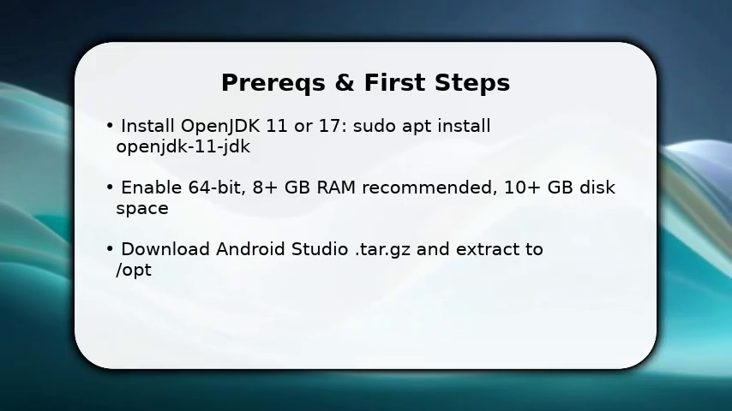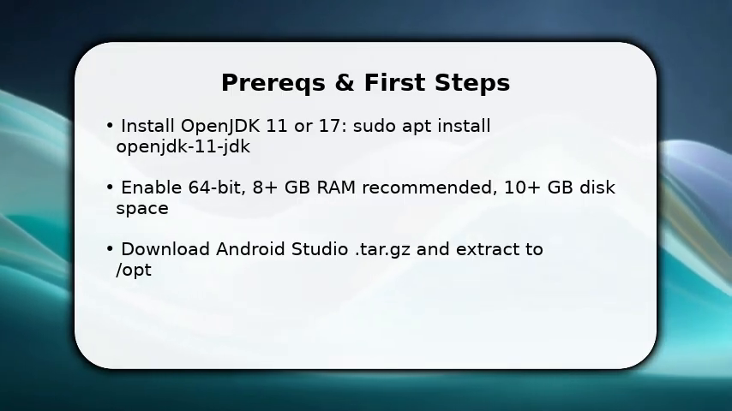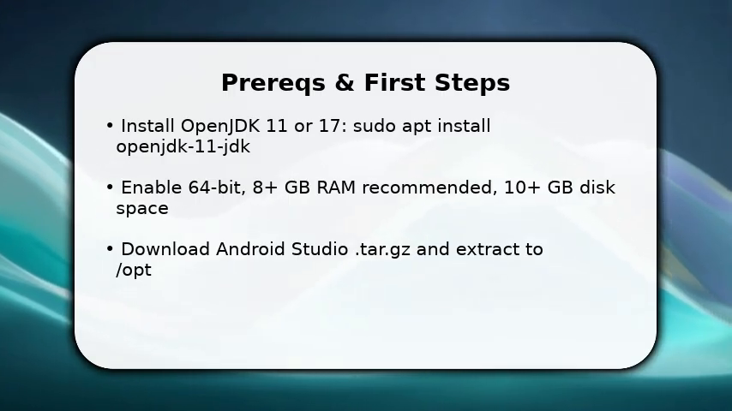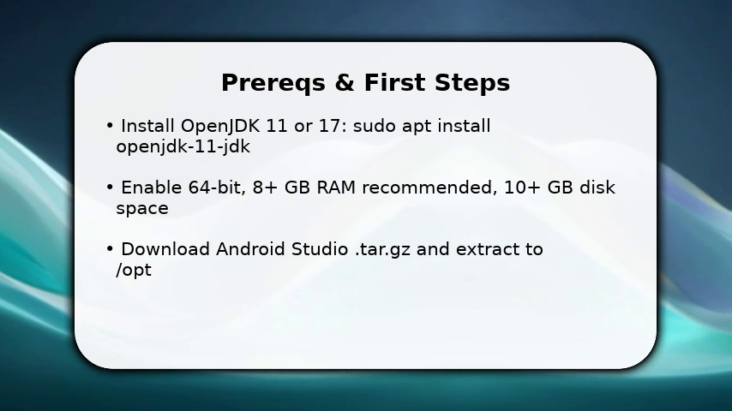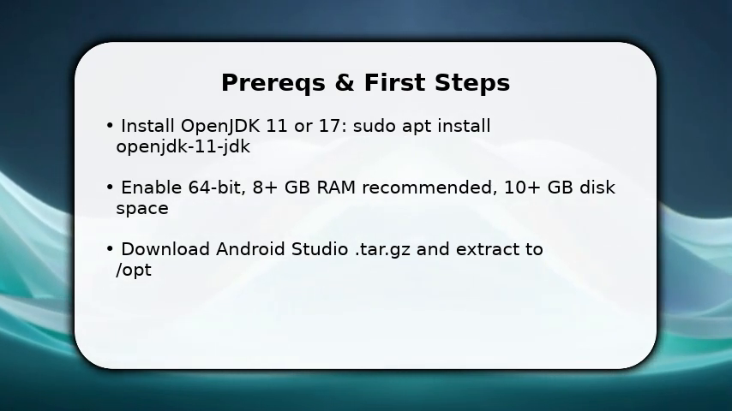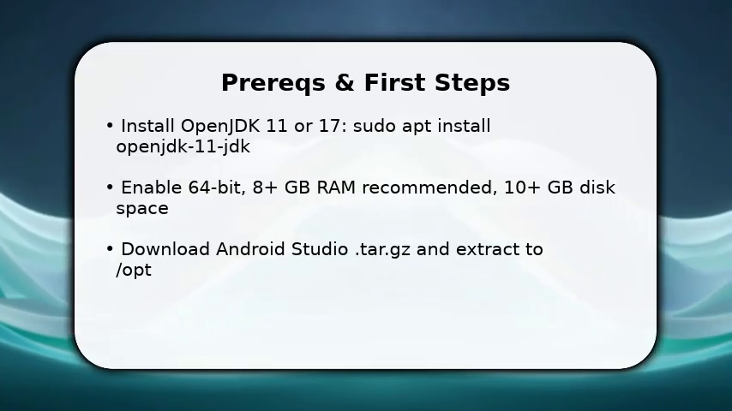Next, create a desktop entry by running studio.sh from the extracted bin folder so you can launch from activities. Make sure to set Java home to the JDK path and grant execute permission to studio.sh. This avoids permission issues when you launch the IDE.